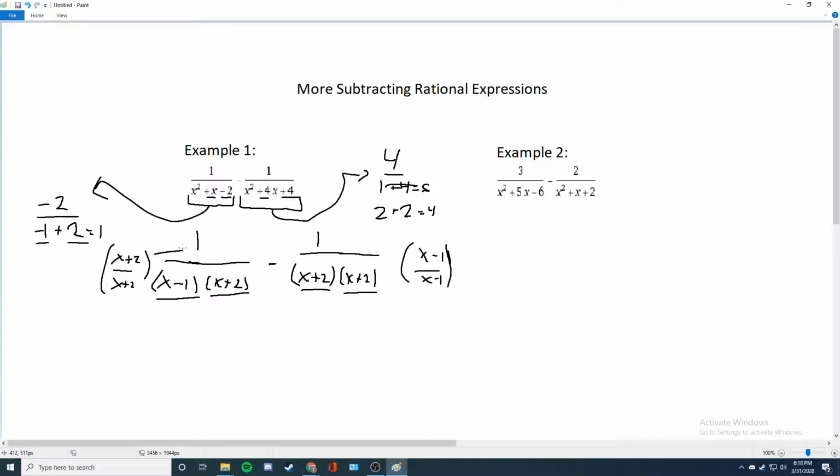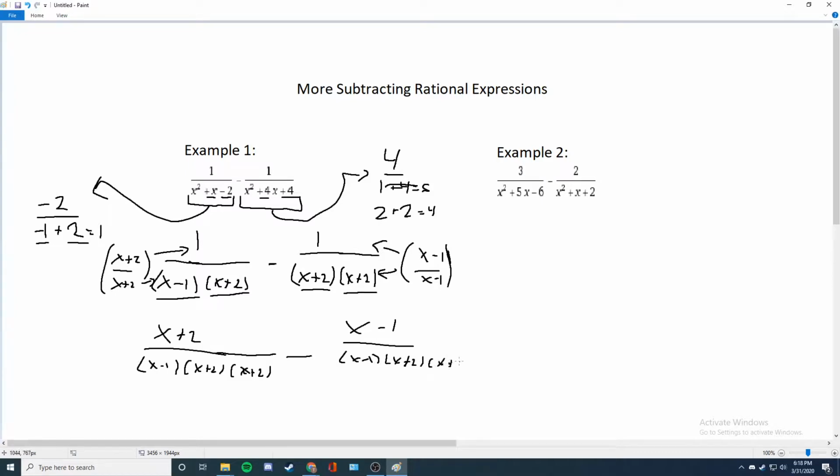Now we'll multiply across on the top and bottom. We get x plus 2 over x minus 1 times x plus 2 times x plus 2. And then we'll multiply across here. We get x minus 1 over that whole denominator once again, x plus 2. There we go.